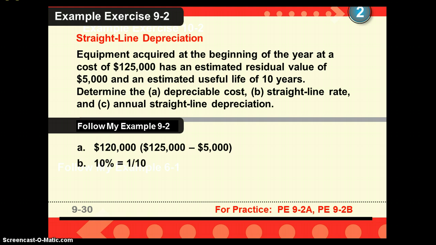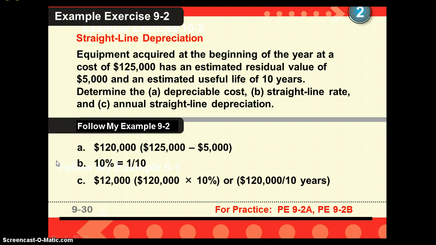The straight line rate would be 10%. It's useful for 10 years, so we're going to depreciate 1/10 of its value each year, or 10%. The annual straight line depreciation, we are going to depreciate $120,000 over 10 years, or we can take $120,000 times the rate, we get $12,000.